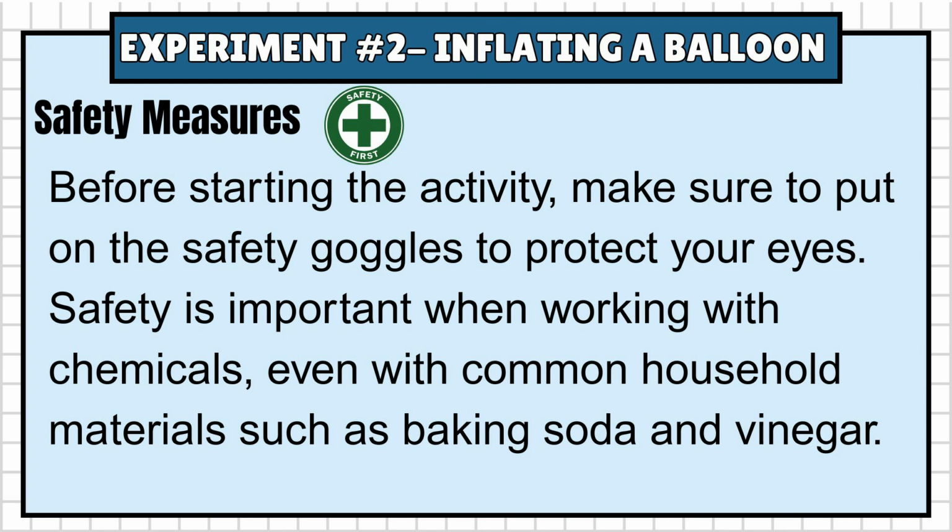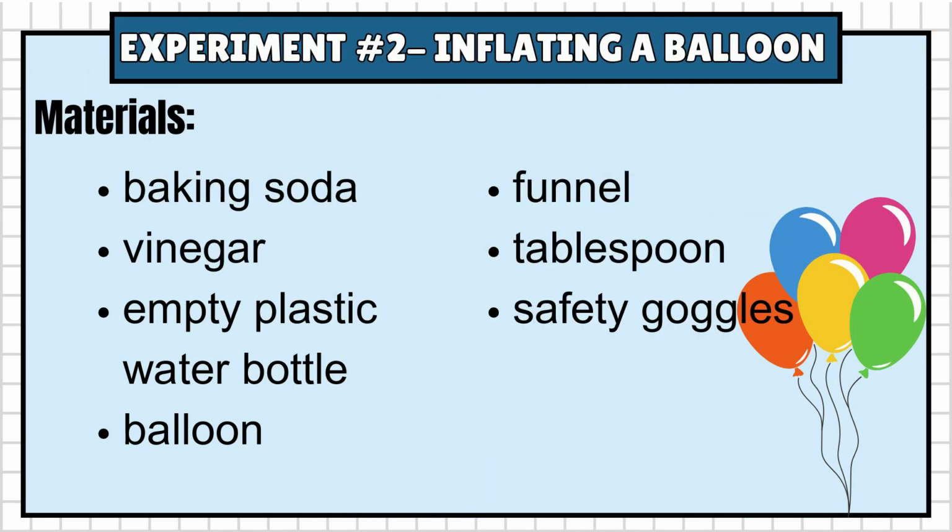Let us investigate another chemical property. We can do this the fun way by inflating a balloon. But first, let's review our safety precautions. Make sure to put on the safety goggles to protect your eyes. Safety is important when working with chemicals, even with common household materials such as baking soda and vinegar. These are the materials we'll need for experiment number 2.